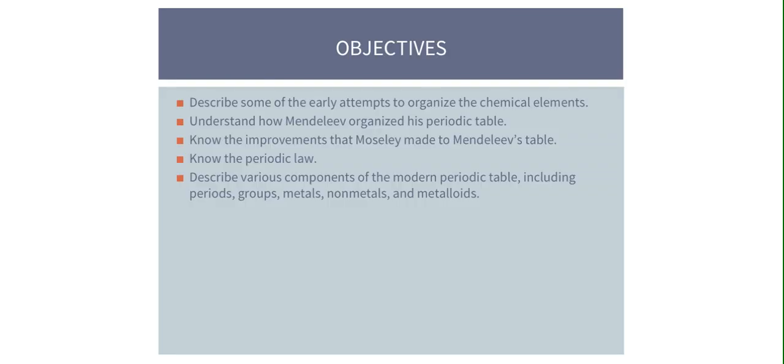All right, so the things that you should be able to do after this video is describe some of the early attempts to organize the chemical elements, understand how Mendeleev organized his periodic table, know the improvements that Moseley made to Mendeleev's table, know the periodic law, and finally describe various components of the modern periodic table, including periods, groups, metals, nonmetals, and metalloids. We are going to talk about all of this.